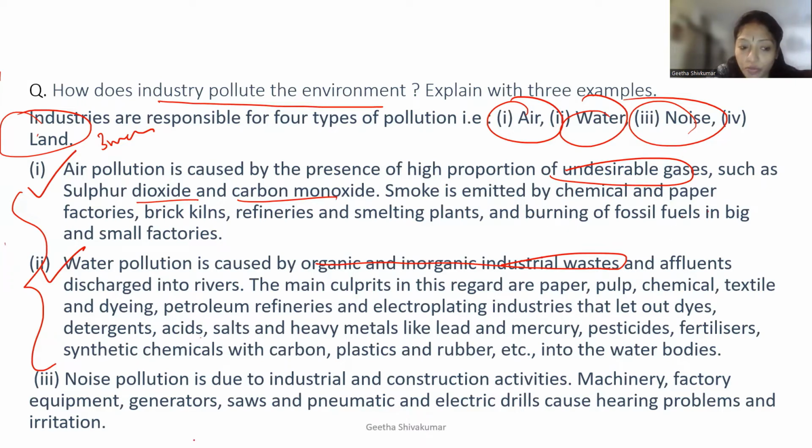Then noise pollution. What do you understand by noise pollution? It is due to industrial and construction activity, when there is a high level of noise. You can observe noise pollution during the festival season also, when speakers are being run. That also creates noise pollution, which can dull our hearing. We may not be able to hear properly because of the noise pollution. So we need to control that. So these are all the factors which pollute the environment.